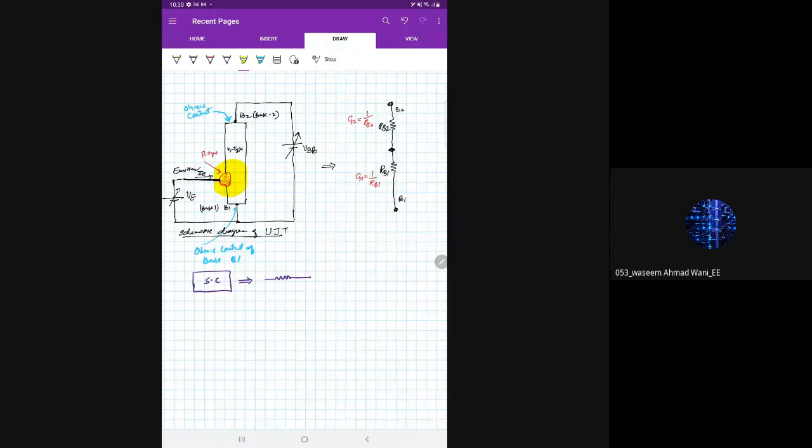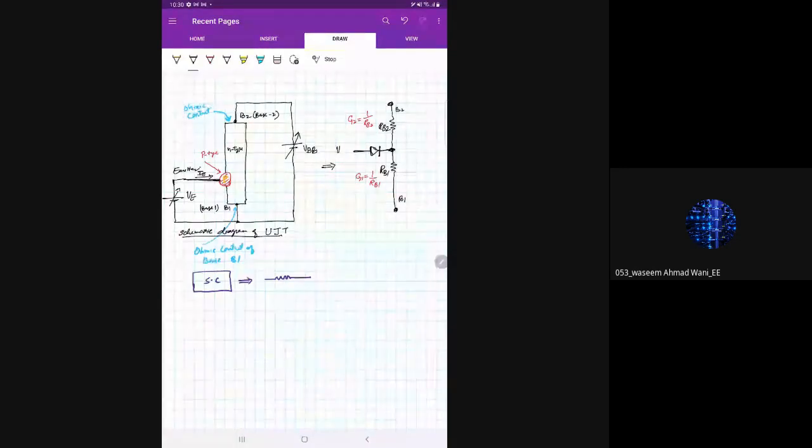So we'll draw a PN junction here. You have N-type here and you have a P-type here. What is this? This is the emitter junction.